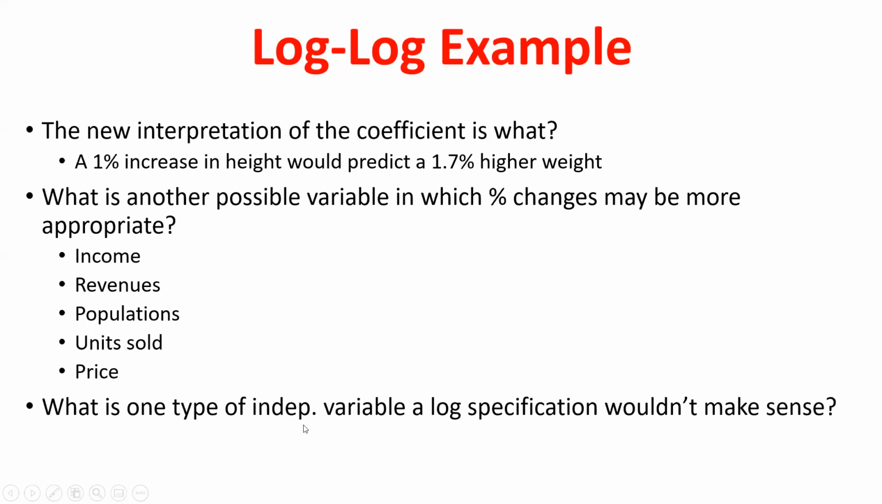So what's one type of independent variable that we couldn't use? Well, anytime we have dummy variables, we can't take the natural log of 0. And so anytime we have dummy variables, we can't use a log-log model for that variable. So we can really only use it for variables that have non-zero values, not dummy variables.